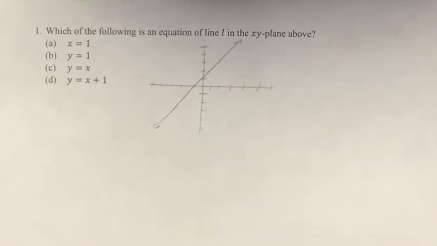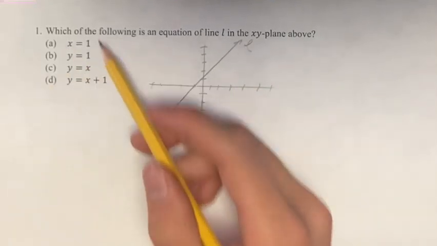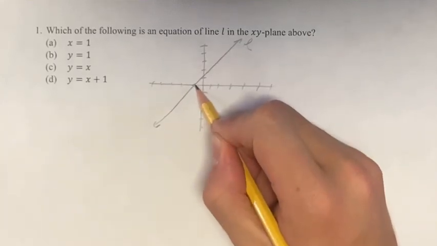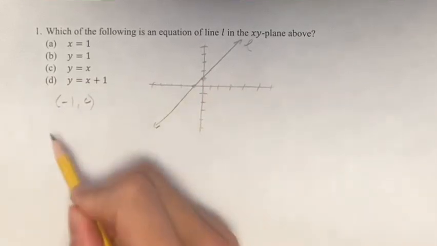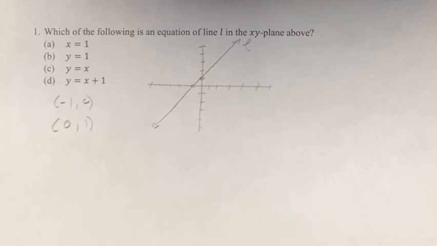In this problem, we're given the graph of line L. We're asked which of the following is an equation of this line. So to find the equation of the line, we're going to take 2 points. So we have this point right here, which is -1, 0, and this point right here is 0, 1. And the first thing we're going to do is find the slope.